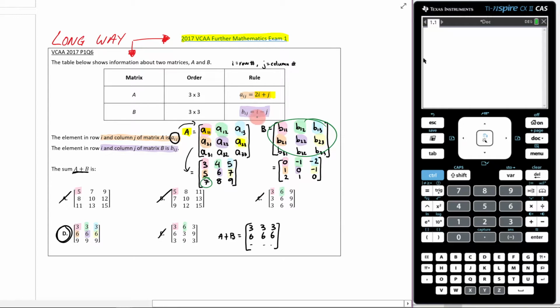But this time the rule for B is j minus i, so subtract the row number from the column number. So for instance, this would be 1 minus 1 is 0. This would be 3 minus 2 is 1. This would be 3 minus 1 is 2.